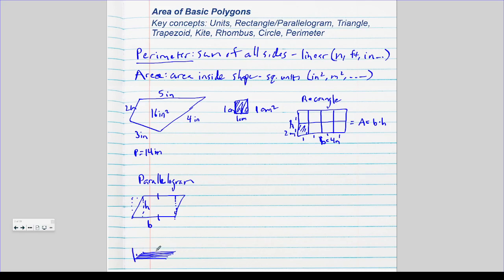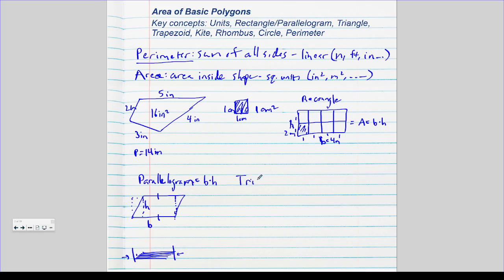And I could easily square these up by pushing them together like a stack of cards or stack of paper and make it straight, and then that profile would just become a rectangle. So parallelogram is also base times height, just like a rectangle. Next, we're going to look at a triangle.